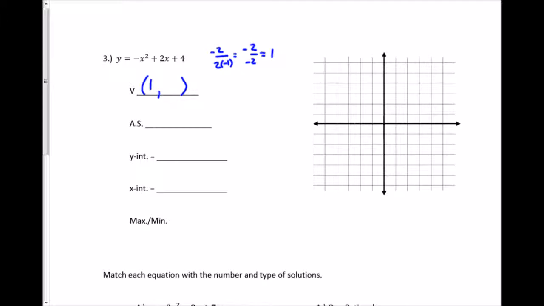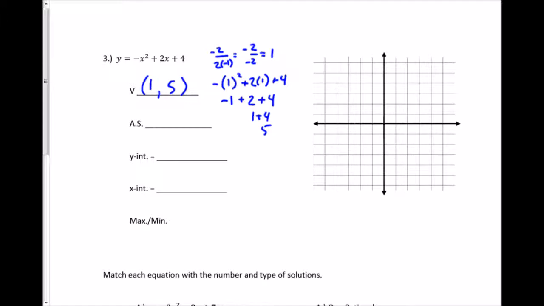The y value for my vertex, I have to plug that one in. Keep in mind this is a negative and then 1 squared plus 2 times 1. Be careful when you're plugging this in, especially with that negative out front. It's 1 squared, which is 1. Now I tack on that negative sign. So that's going to be a 1 plus 4, which is 5.